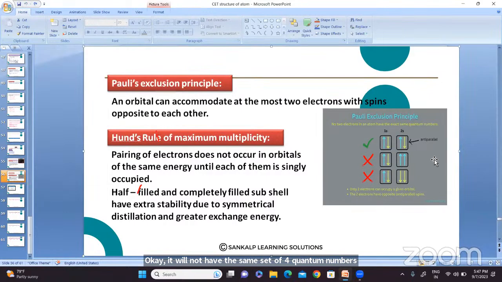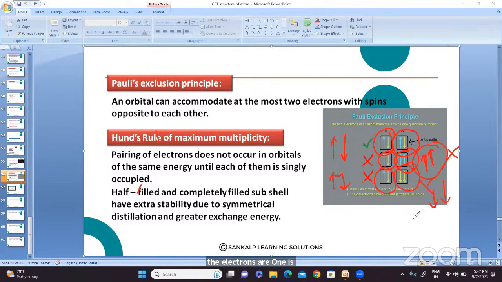So you can see here, no two electrons in an atom will have the same set of quantum numbers. It means the electrons will be filled such that at least one is anti-parallel to the other. Here one is anti-parallel, but here both are parallel. This is not the way of filling the electrons. Here also both have the same spin, so this is also wrong. So according to Pauli's exclusion principle, the electrons will not have the same set of 4 quantum numbers.